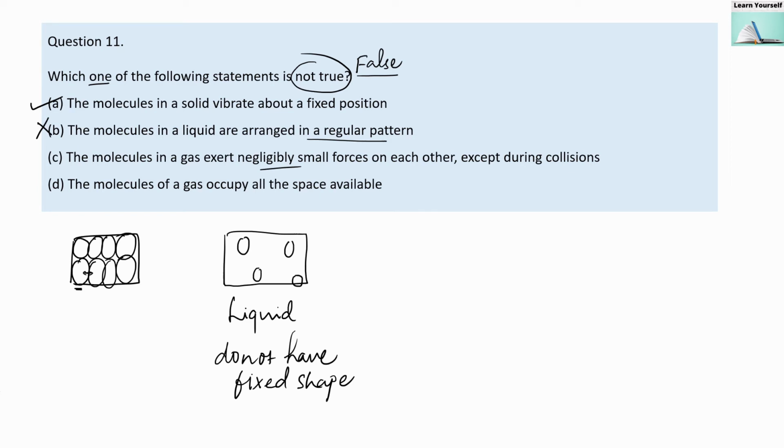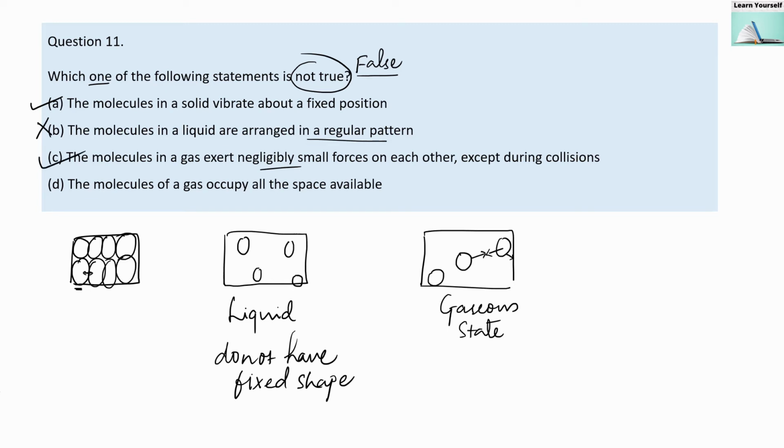So what will happen when gas particles collide with each other? These are the gas particles. When they collide with each other, they will exert a pressure on each other as well as on the wall of the container. But otherwise, they are very, very far from each other and they do not exert any force on each other. So we can say that they will exert negligibly small force on each other. So this statement is also true.